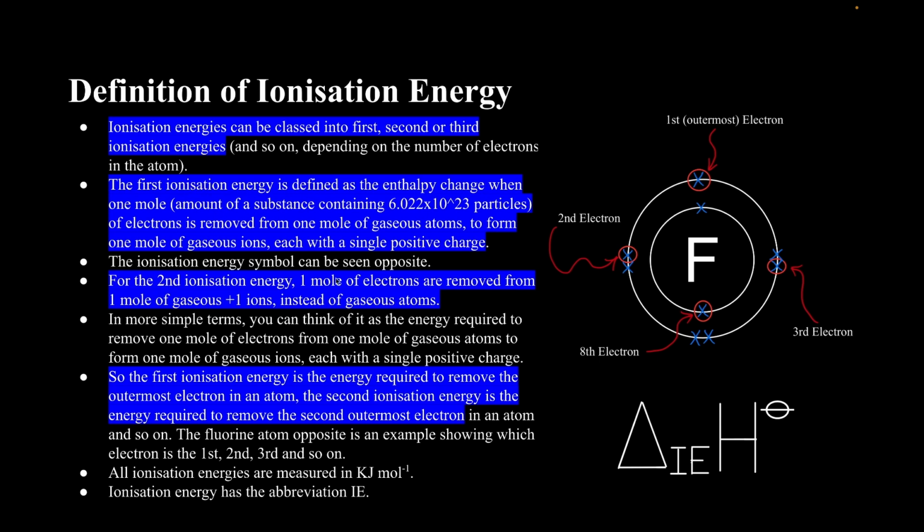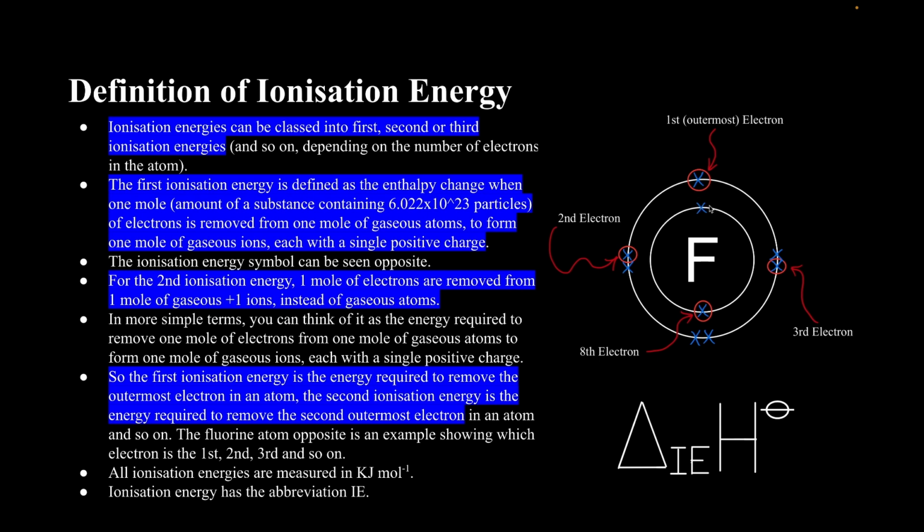So that's why for the second ionization energy, 1 mole of electrons are removed from 1 mole of gaseous 1+ ions instead of gaseous atoms. In more simple terms, you can think of it as the energy required to remove 1 mole of electrons from 1 mole of gaseous atoms to form 1 mole of gaseous ions, each with a single positive charge. So the first ionization energy is the energy required to remove the outermost electron in an atom, so the electron furthest away from the nucleus of the atom.